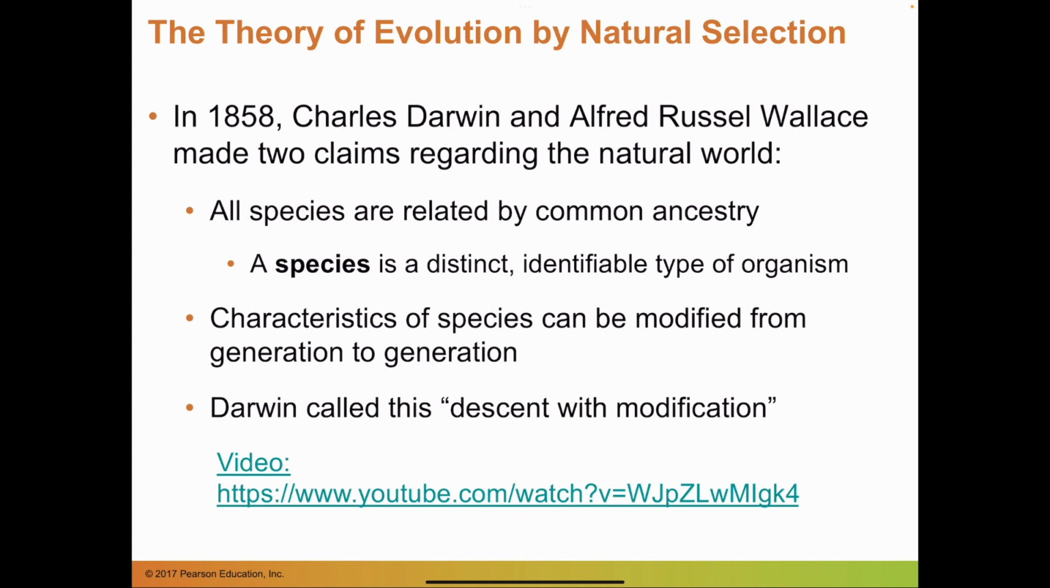Characteristics of a species can be modified from generation to generation, so little traits will change in the species over time. And Darwin called this idea the descent with modification. Okay, so changes over time. And here is another video about that.